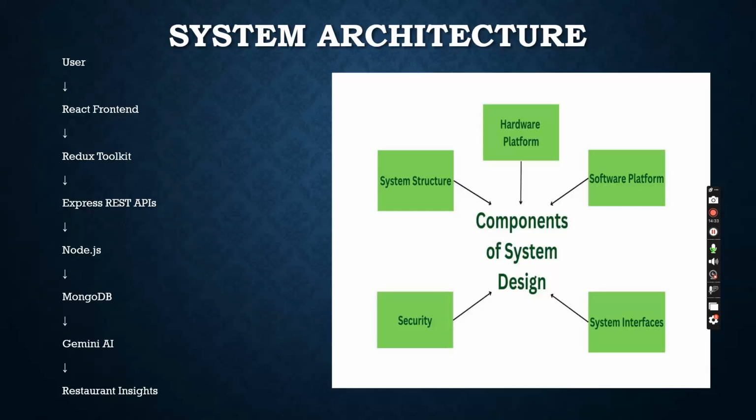The process begins with the user through a web interface, or the front end side. They can register, login, search for restaurants, view food items, add them to cart, and place orders. All these actions are performed through the React front end. The second layer is the React front end.